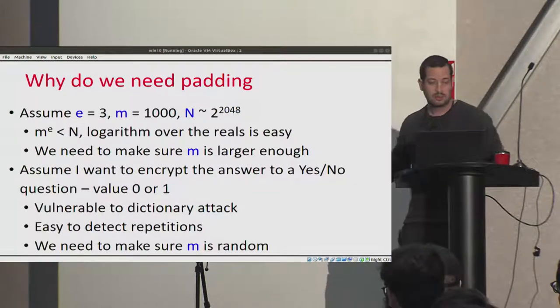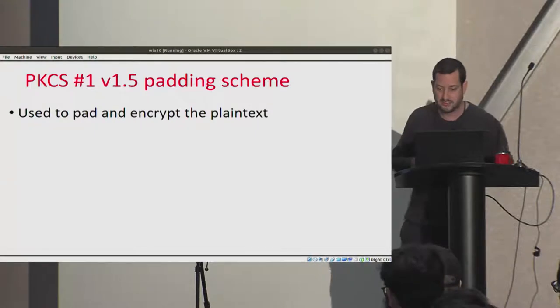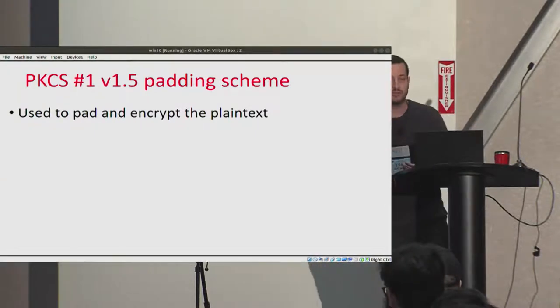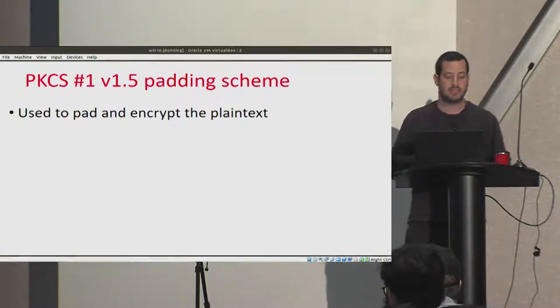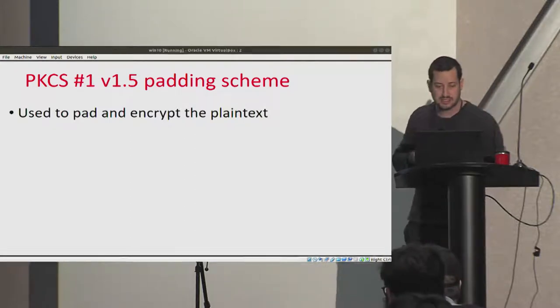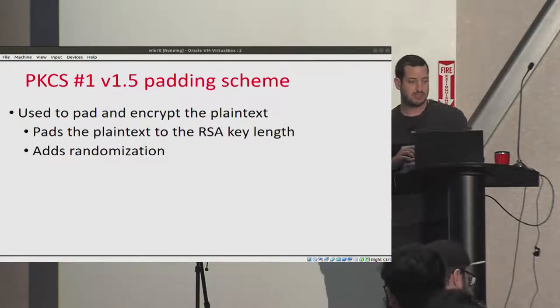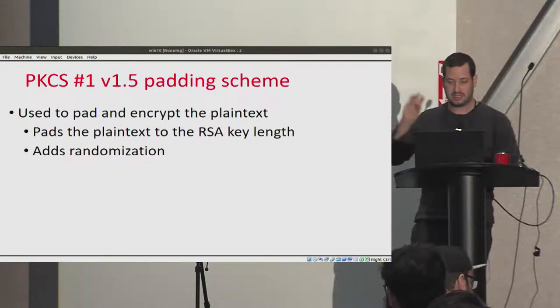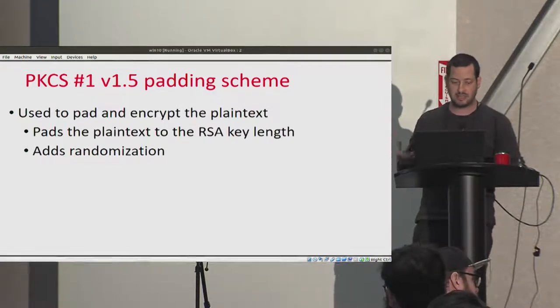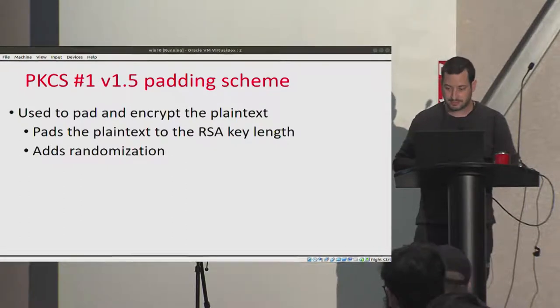Okay, so here is PKCS #1 version 1.5 to the rescue. What it does is basically use a padding scheme to pad and then encrypt the plaintext. It pads the plaintext to the RSA key length to make sure that the number is big enough, and it adds the randomization.